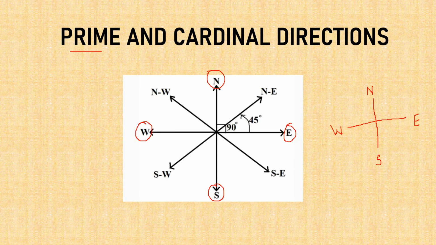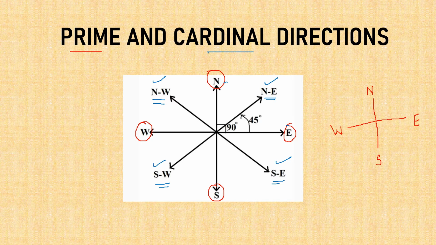Now, what are cardinal directions then? As you can see on your screen, I have used the word cardinal here. Cardinal directions are the directions which are found between the prime directions. Between north and east, we have the northeast. Similarly, between south and east, we have the southeast. Then between south and west, we have the southwest. And between north and west, we have the northwest direction. So the cardinal directions are northeast, northwest, southeast and southwest.